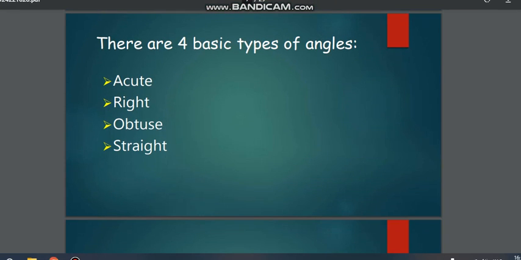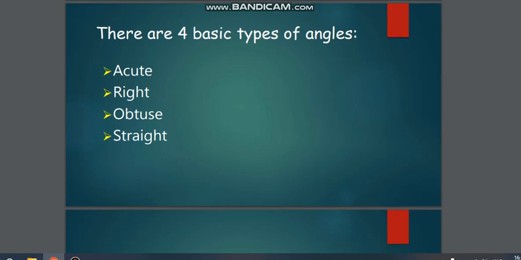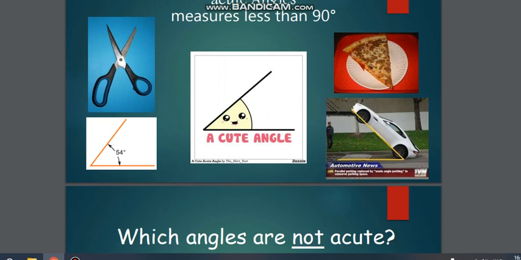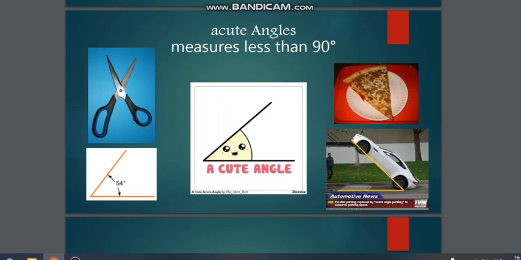There are 4 basic types of angle: acute, right, obtuse, and straight. Let's talk about the acute angle. It is an angle that measures less than 90 degrees and looks like this, like a small angle generally speaking. It measures more than 0 degrees but less than 90 degrees. So it's from 0 to 90. Here are examples of acute angles: scissors or a slice of pizza.